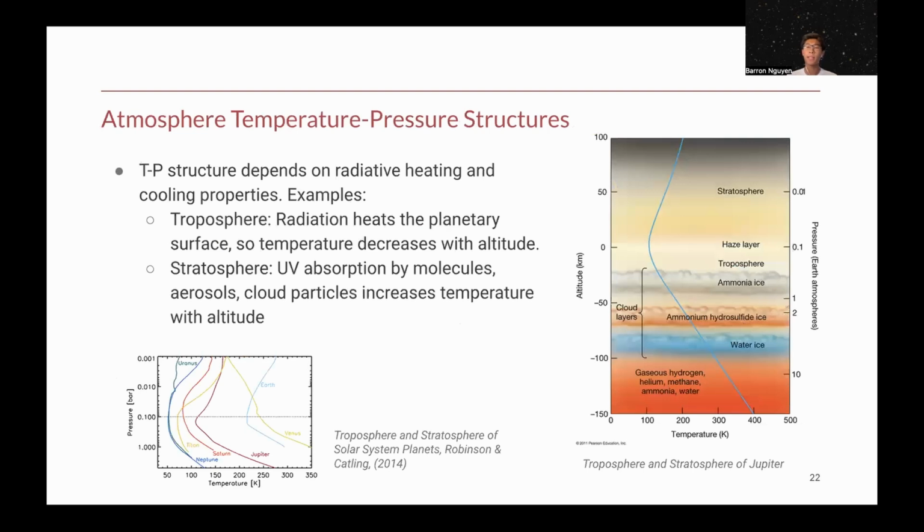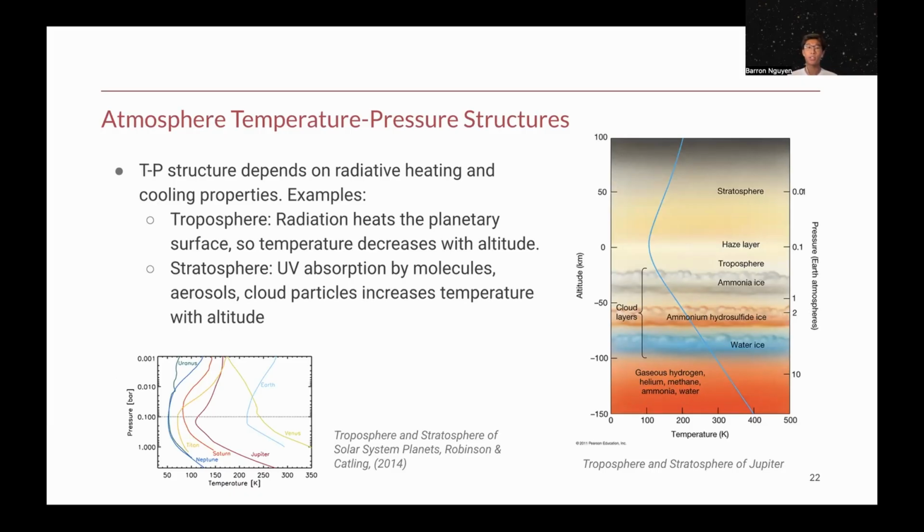So another big thing is we need to understand the vertical structure of an atmosphere itself. You guys may have learned this in your science class, essentially the layers of the Earth's atmosphere and other planets as well, not limited to rocky planets, but for example, gas giants as well, like Jupiter. These are called atmospheric temperature pressure structures. These TP structures depend on radiative heating and cooling properties of the atmosphere. So molecules can release heat and absorb heat.